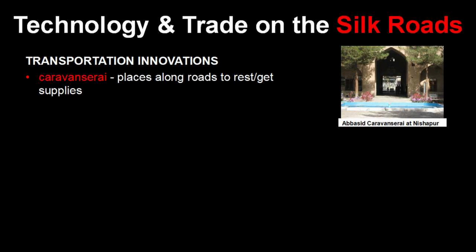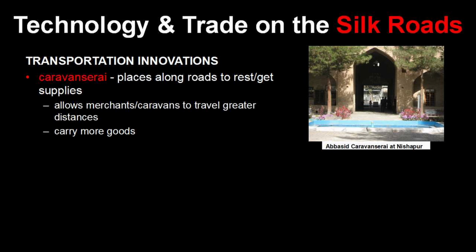So let's look at some of the technologies involved and see how they have an impact on trade. On the Silk Roads, we got caravanserai. These are kind of like rest stops, but on a bigger scale, where people can get supplies, rest their horses and camels. This helps increase trade because people can travel greater distances, and they can carry more stuff if they know that there will be safe places to keep it.